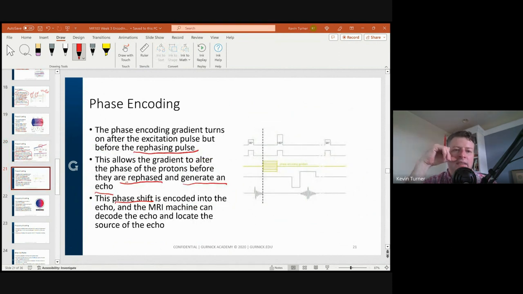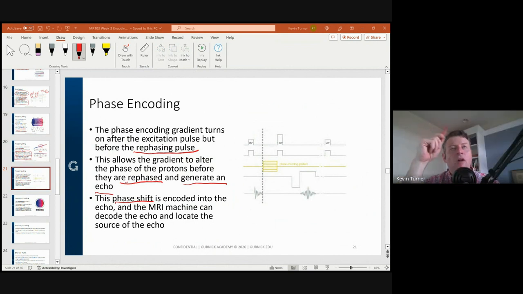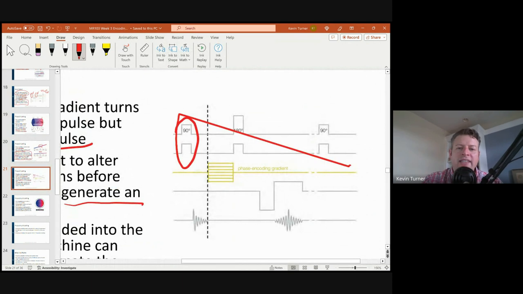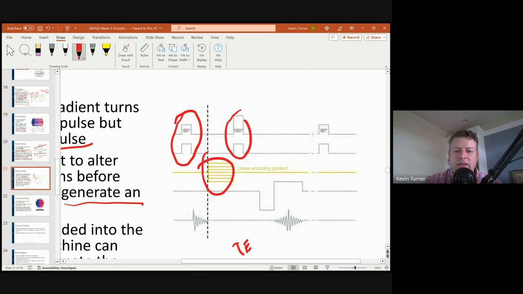Yes, which question? Would this have anything to do with the TR and TE time? Like, would that affect the phase encoding? No. The only thing it possibly affects is the shortest TE possible. Because we can't turn this on while the phase encoding is happening. So if I wanted to use a really short TE value, then the shortest TE value I can use is the fastest I can do this, and then do this, and then do this, and then do this.